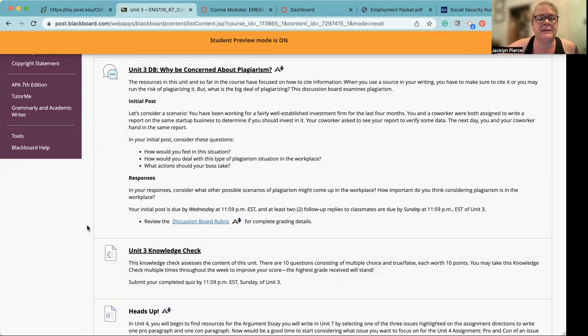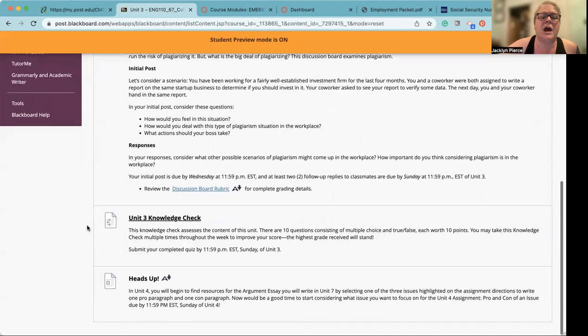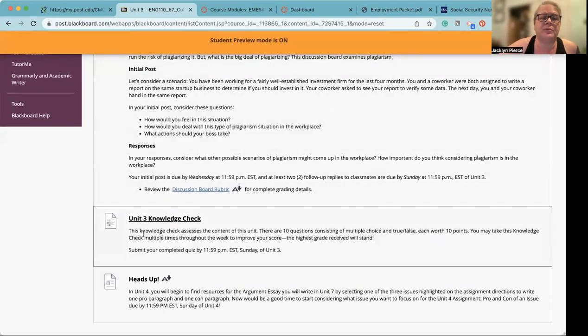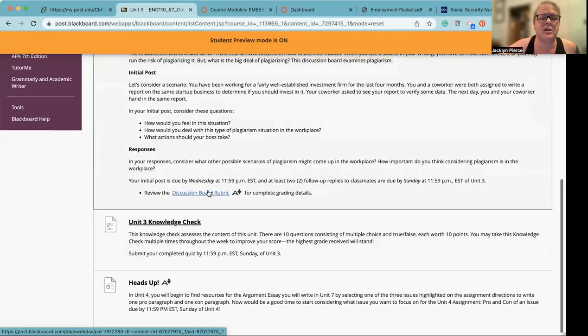So in your responses to others, consider what other possible scenarios of plagiarism might come up in the workplace. How important do you think plagiarism is in the workplace? As usual, your initial post is due Wednesday night, and then you have 2 follow-ups by the following Sunday at the end of Unit 3. You can check out the discussion board rubric here.